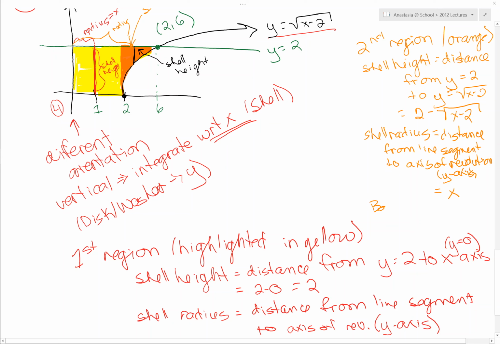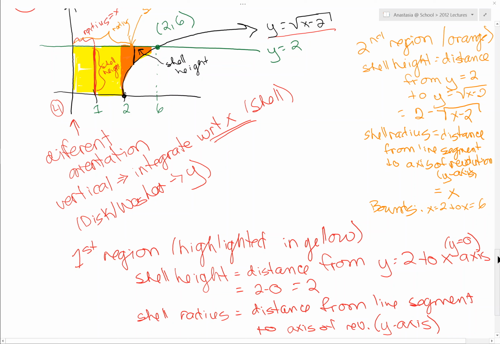Now, our bounds of integration for the second region, we go from x equals 2 to x equals 6. Because those are the smallest and largest values for the orange shaded region. So if the shell radius is x and x goes from 2 to 6, then that's going to give us from here to there. So even though the shell radius is the same, since we're considering different x values, we end up picking up this other region instead of the first region.